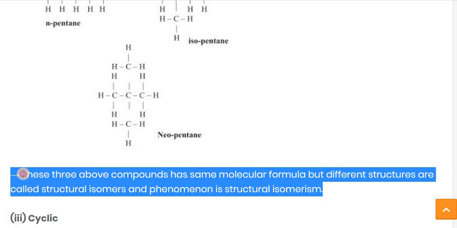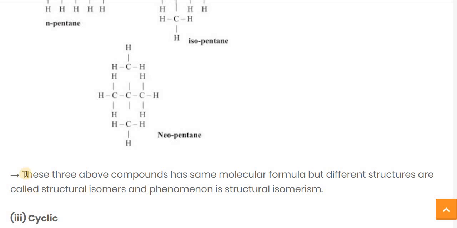So these three above compounds have the same molecular formula. In each structure you can see the molecular formula is the same, C5H12 only. But the structure of these compounds is different. So this kind of structure is called an isomer, and this phenomenon is known as isomerism.